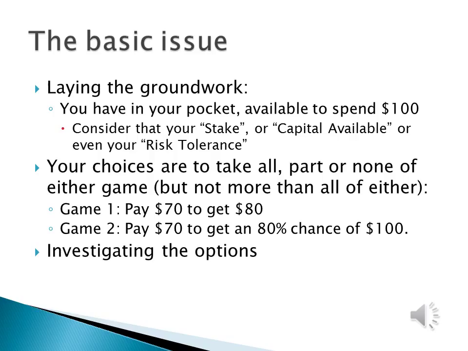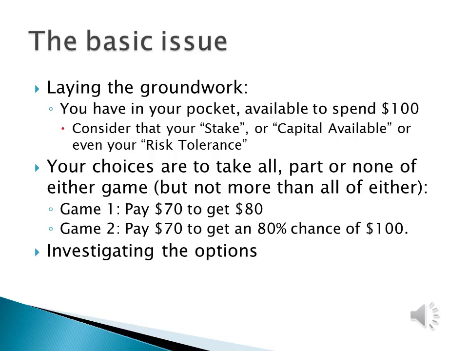In this simple example, I'm going to assume that we're trying to make a decision between two games. Now, in order to play those games, we're going to need some money. So I'm going to assume that we have about $100 available to play the games. Now, we can choose to spend that money or not, and we can wait and find maybe better games in the future. So think of that as kind of your pocket money. You can call it your stake or your capital available, or some people even call it your risk tolerance, or the amount of money that you're willing to use.